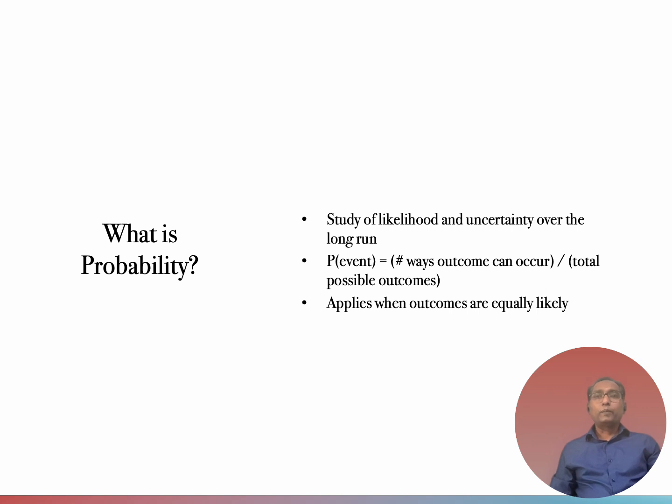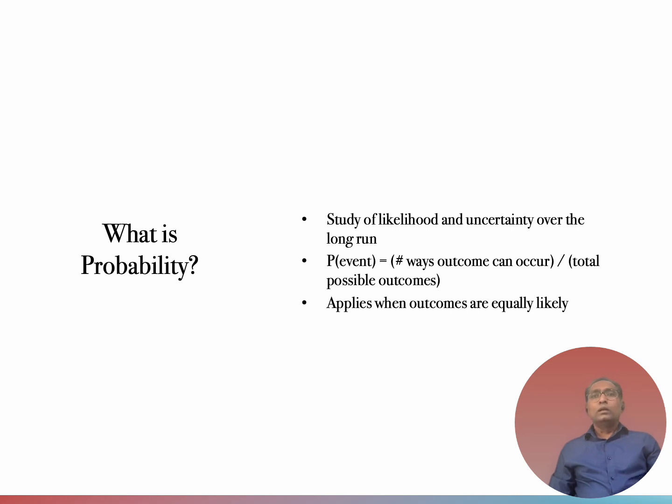So let's begin. Let's define probability first. Simply put, probability measures how often an event would occur in the long run if we repeated the same scenario over and over again. Mathematically, you can think of the probability of an outcome of an event as equal to the number of ways the outcome can occur divided by the total number of possible outcomes.